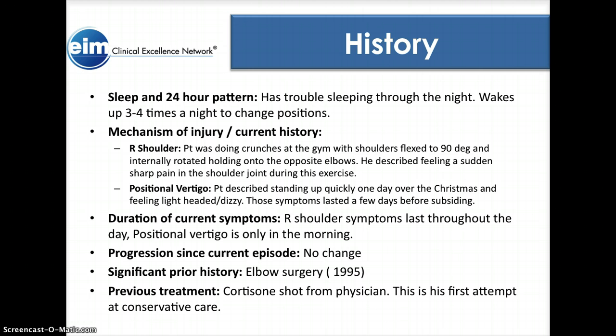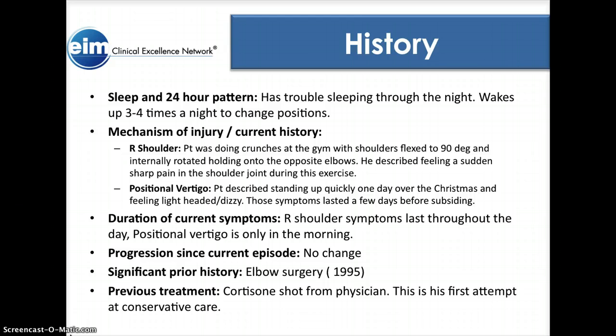So his history, his sleep and 24-hour pattern was he woke up about 3 or 4 times a night to change positions, because he would end up on his right shoulder, and that caused pain.